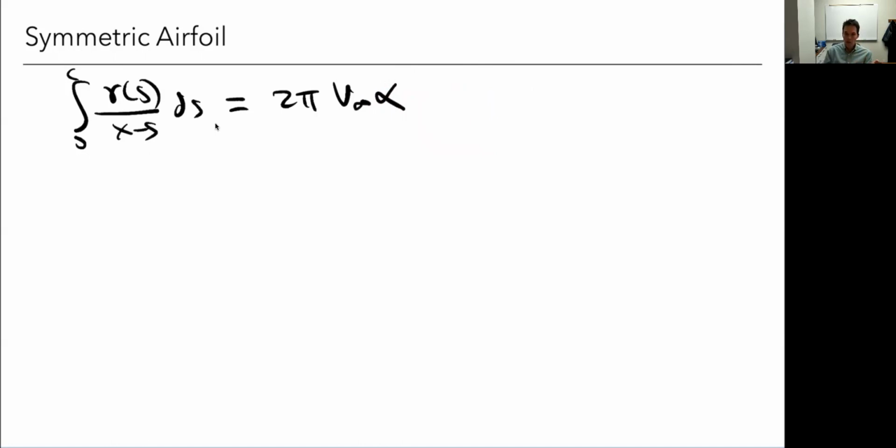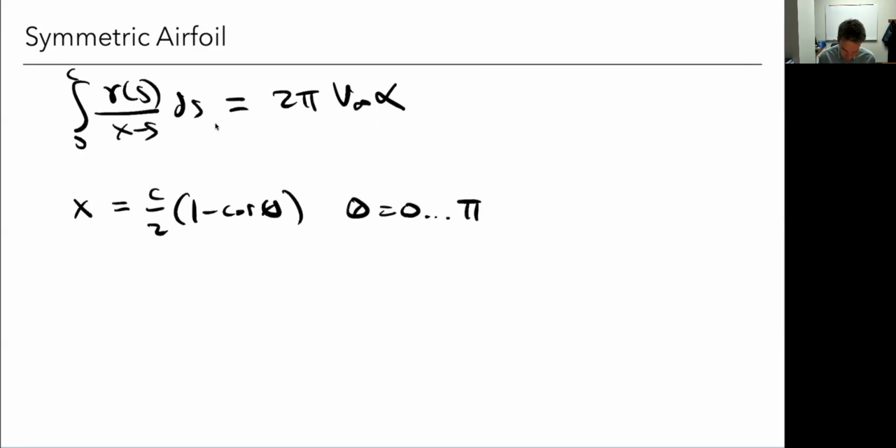To do it, we're going to use a coordinate transformation. It's going to be one that we're going to use multiple times. It's a cosine transformation, and it's going to look like this. We're going to say x is going to be c over 2 times 1 minus cosine theta, where now theta goes from 0 to pi. So notice when I plug in 0 here, cosine of 0 is 1, so this whole thing goes to 0. And then when I plug in pi, cosine of pi is minus 1, so this is 1 minus minus 1, which is 2, which cancels that, so I go to c. So in other words, instead of going from 0 to c, I'm going from 0 to pi.